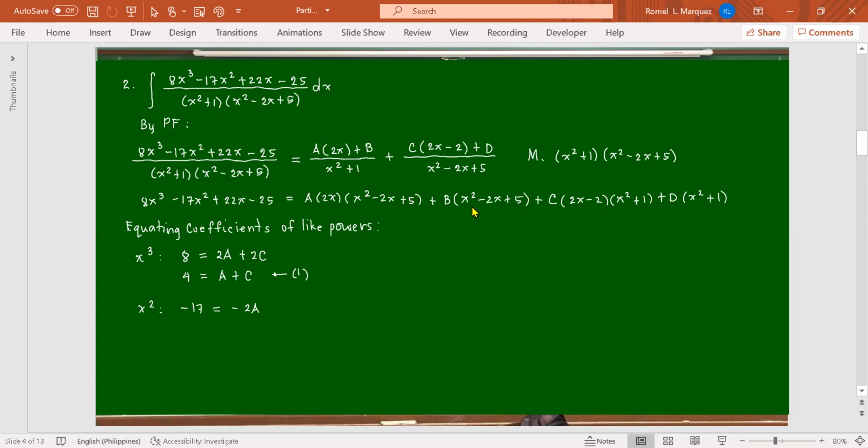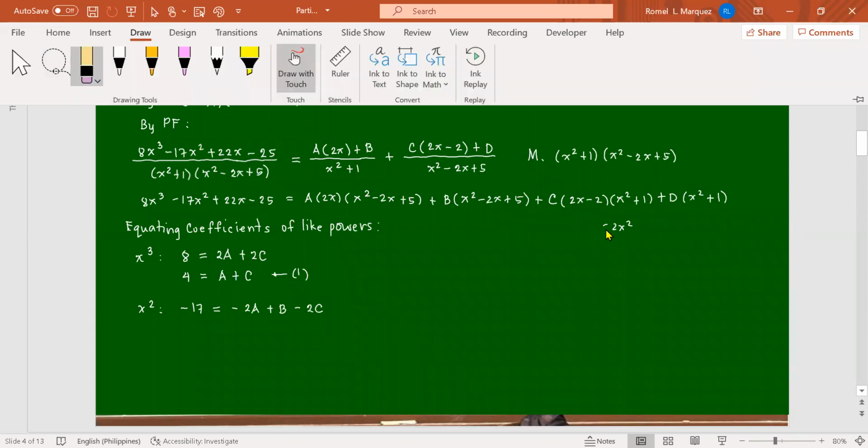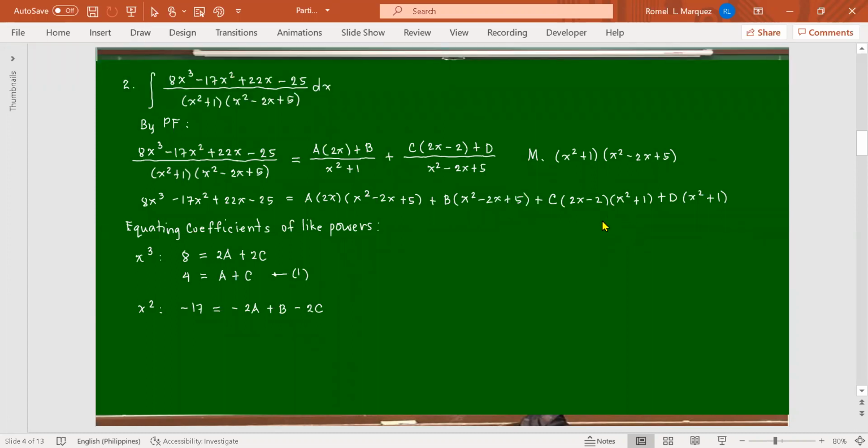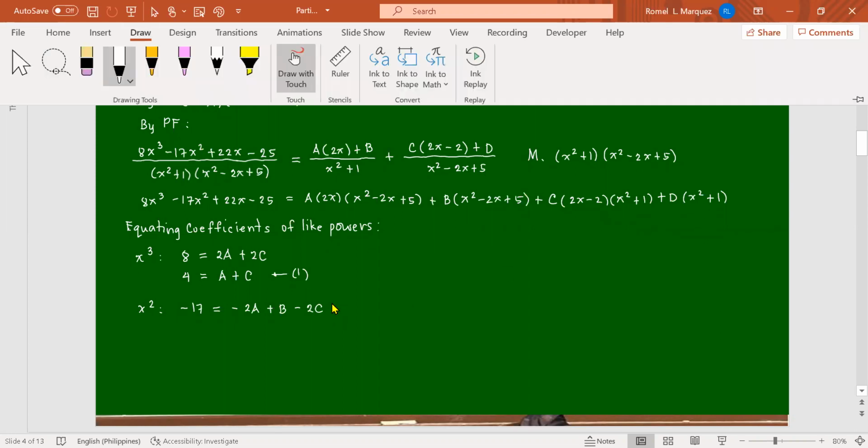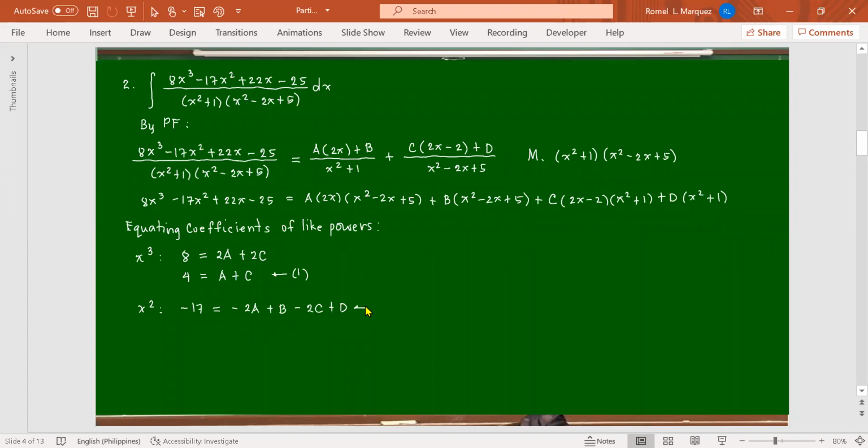will this have x squared? Yes, so the coefficient is b. What about here? Negative 2x squared. No more, so we get negative 2x squared, so minus 2c. Okay? And then here, plus d. So this is equation number 2.